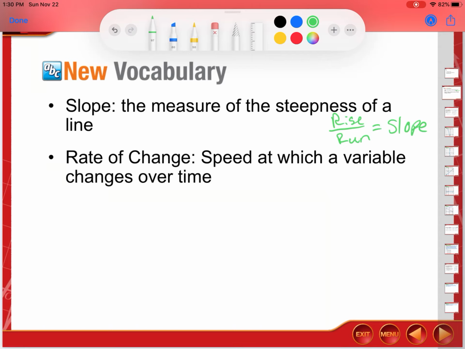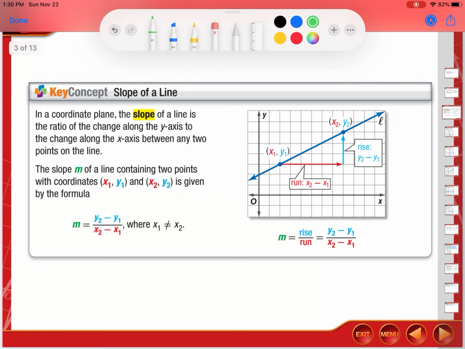And then rate of change is just the speed at which a variable changes over time. I think of speed when I think of rate of change. So miles an hour: how many miles are you going to go in an hour? If you're going 60 miles per hour, you are going to travel 60 miles for every 1 hour. Rates of change are often graphed too, just something to keep in mind.